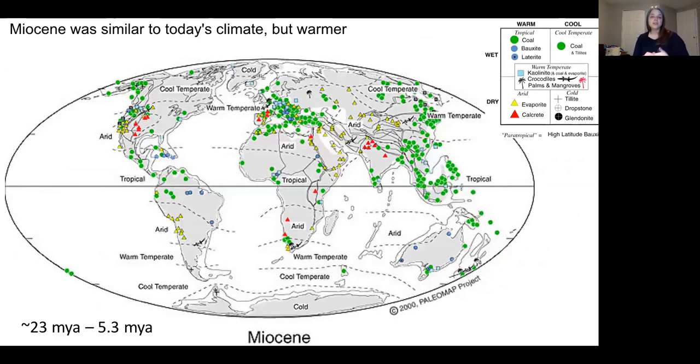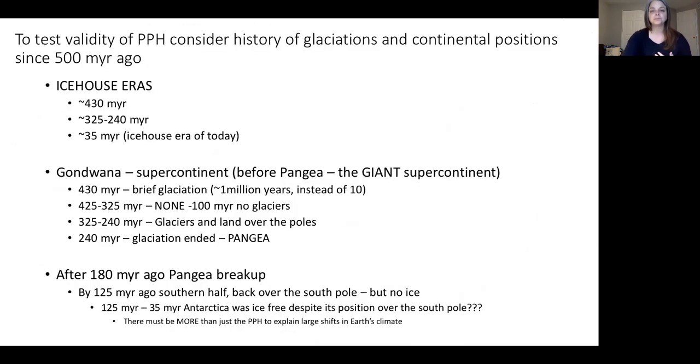By about 23 million years ago to about 5 million years ago, again, the geography is starting to look more like what we see today. And the climate was similar to today, but a little bit warmer. In particular, in the Miocene, there was no ice anywhere. So even though we have this idea that if you have land masses at the poles, you should have ice, in the Miocene, we didn't see any ice at the poles.